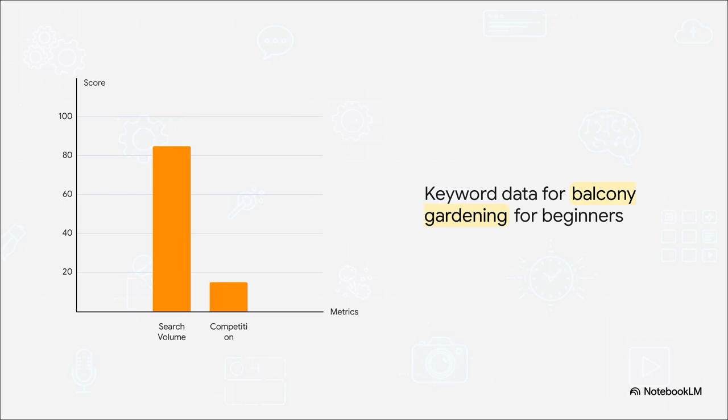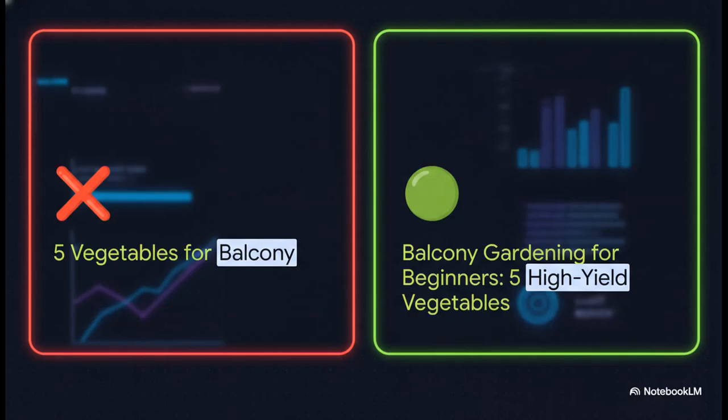If we plug our balcony gardening idea into it, the data reveals a golden scenario: high search volume but very low competition. These are those golden keyword opportunities you'd likely miss entirely if you were just throwing ideas at the wall and guessing. Notice the tangible transformation here. We go from a total guessing game with the old title, 5 Vegetables for Balcony, to a highly optimized, completely data-driven strategy with the new title, Balcony Gardening for Beginners, 5 High-Yield Vegetables. By doing this, you have just drastically increased the mathematical probability of your content being found by actual viewers, and you did it all using a completely free tool.